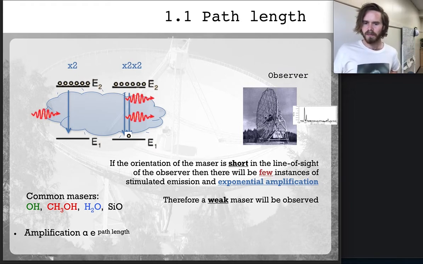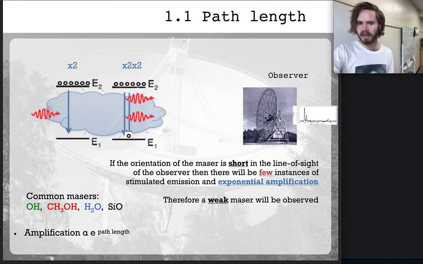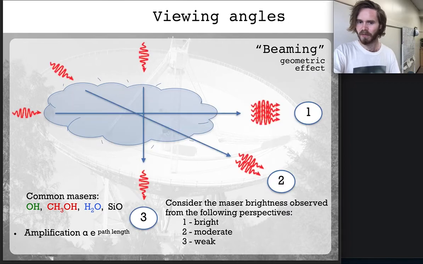So, if your maser is not quite so long, you still have the same process, you still have this repeating of stimulated emission, but you just don't have enough length through the gas to provide enough opportunities for this stimulated emission to happen. So basically if your maser is not so long, then the emission that you see in the end will appear weaker. It doesn't really have much to do with the gas properties. It's just this effect of the maser length in the direction towards the observer.